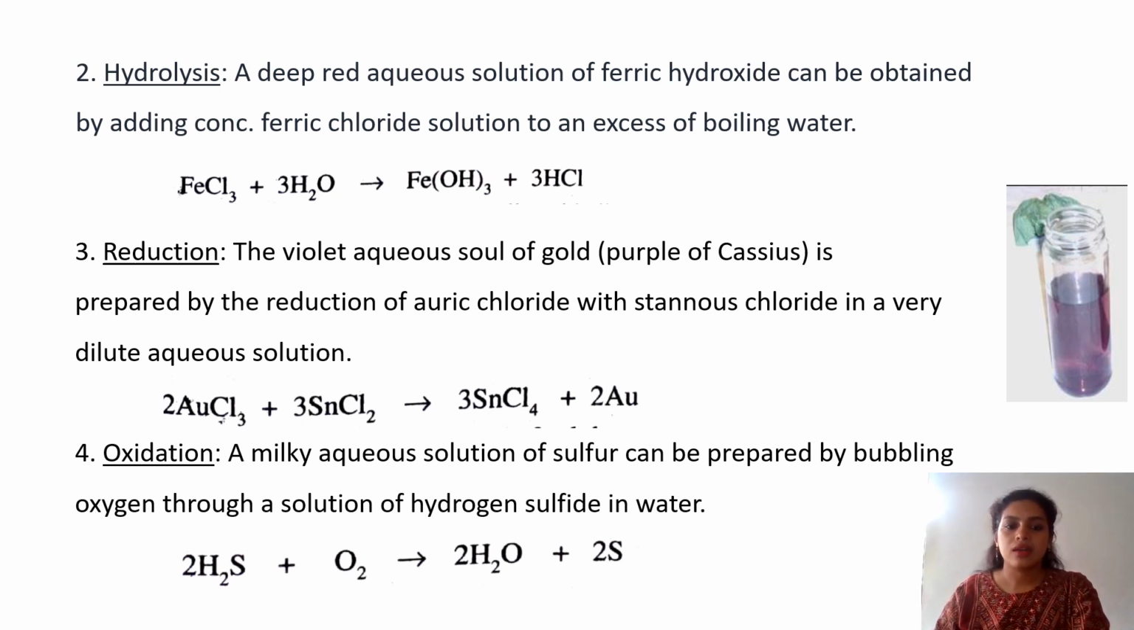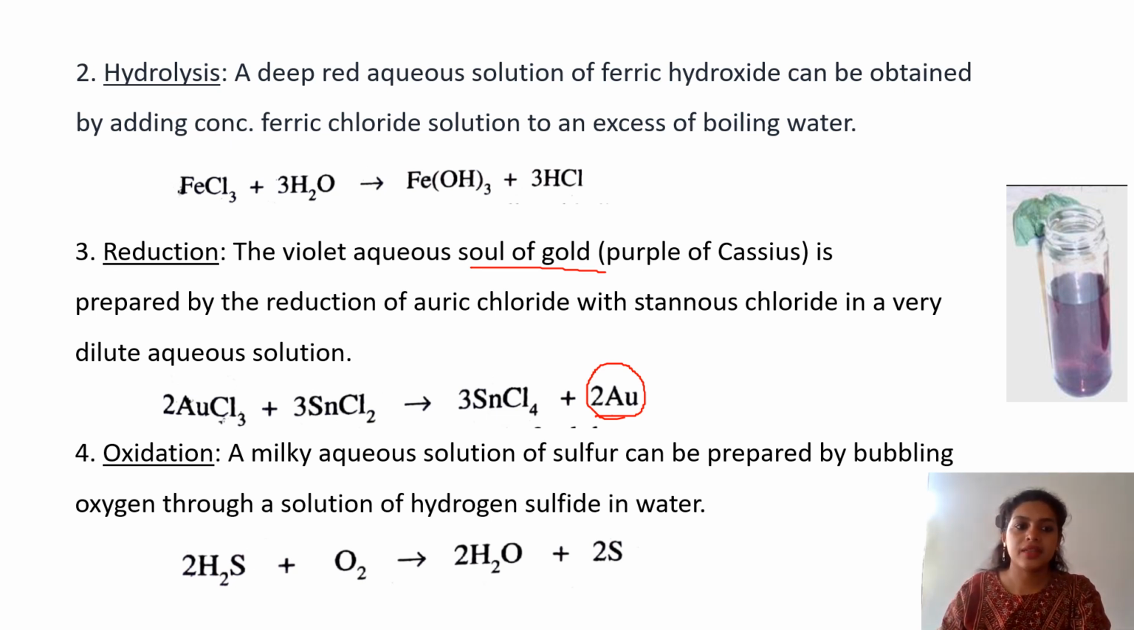And to make a gold sol, you can see a picture here, a small container having a violet colored liquid. To your surprise, it is a solution of gold. The gold solution is not always yellow, it appears in a lot of colors, pink, purple, etc. And this particular sol is called purple of Cassius. That's a sol of gold.